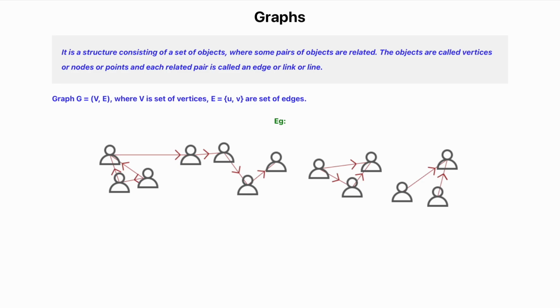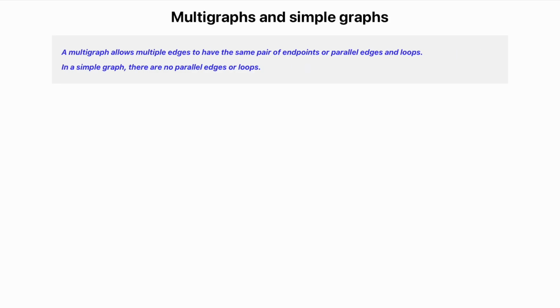The most famous application of graphs is representing networks in social media websites. Let's see some of the concepts of graphs. Multigraph and simple graph. A multigraph allows multiple edges to have the same pair of endpoints, or parallel edges, and loops. A loop is an edge that connects a vertex to itself. In a simple graph, there are no parallel edges or loops.